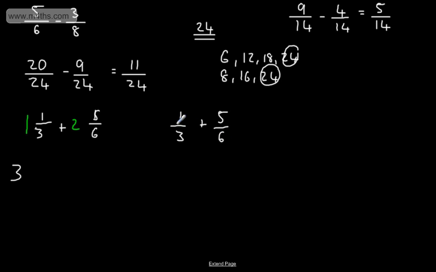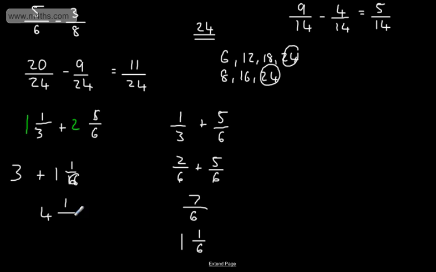So 1/3 plus 5 over 6. I could write this as 2 over 6, so 2 over 6 plus 5 over 6. That would give me now 7 over 6, or we could say 1 and 1/6. So my final answer would be 3 plus 1 and 1/6, which would give me 4 and 1/6. So that's what we get.